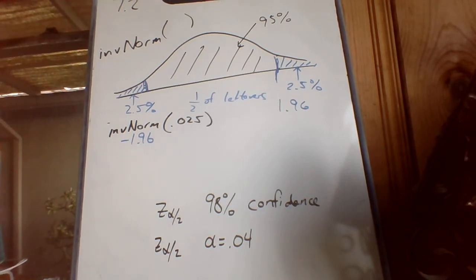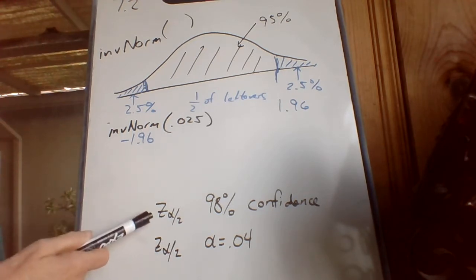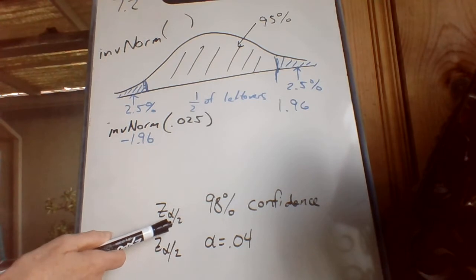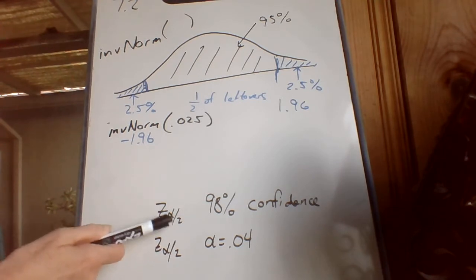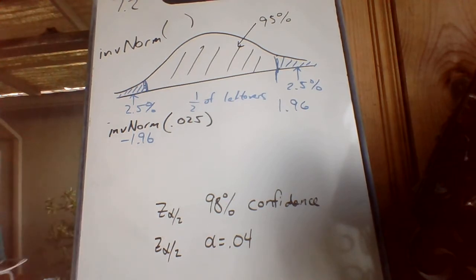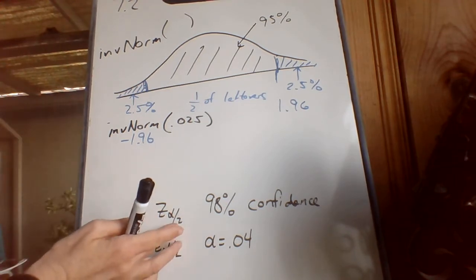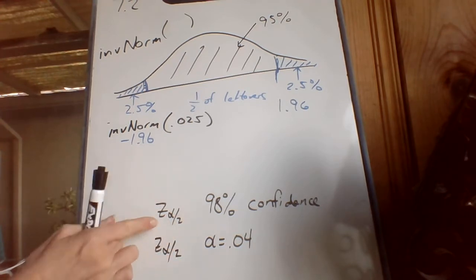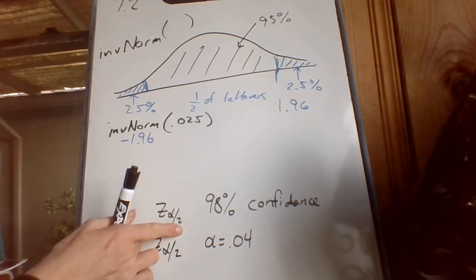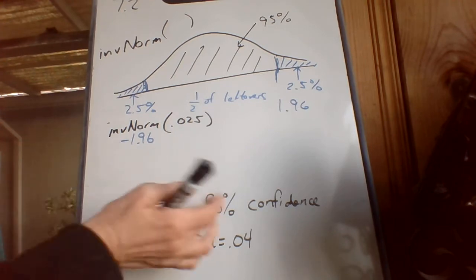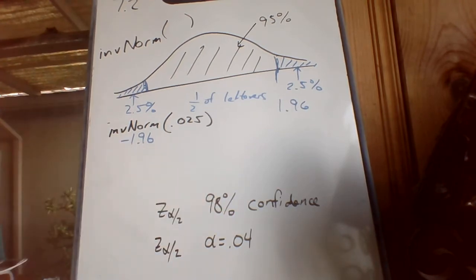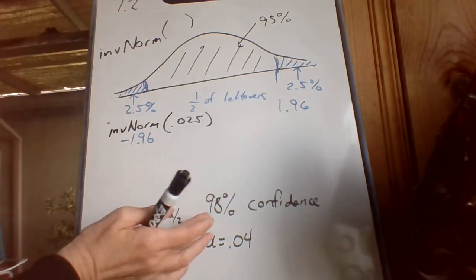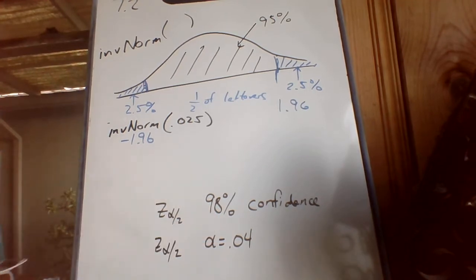All right, now how do I do my homework? Okay, so I see something like this. Z, that's an alpha. I think it gets typed out as an A a lot because it's easier to type an A. Alpha over 2. Okay, the over 2 tells you it's a half the leftovers situation. This is trying to say invNorm half the leftovers. Okay, and then they give you some number like 98%. You don't need to draw a picture. I just need to invNorm half the leftovers on that.